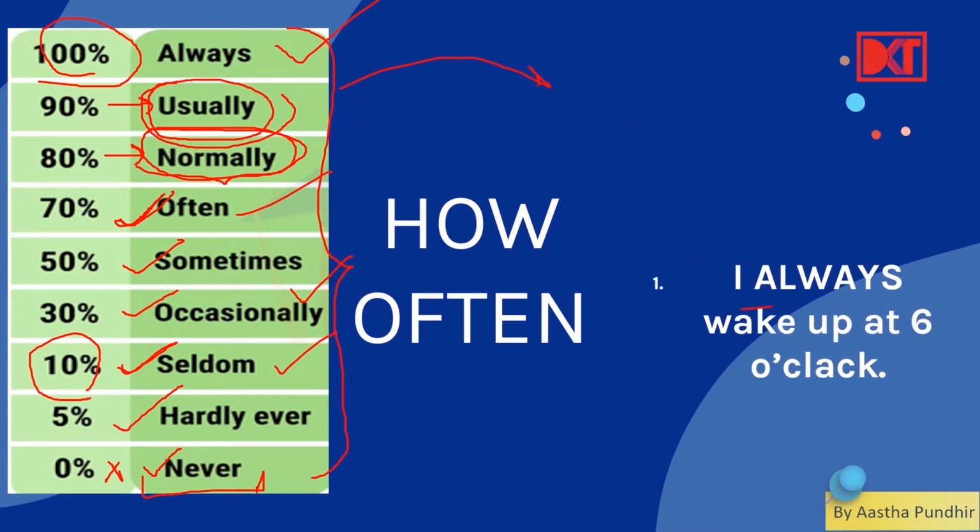I always wake up at 6 o'clock. Always wake up at 6 o'clock means I wake up at 6 o'clock 100% of the times. मतलब मैं रोज सुबह 6 o'clock उठती हूँ. Then I think there is a mistake here. This is an A, but this should be an O. I'm sorry for the spelling error.